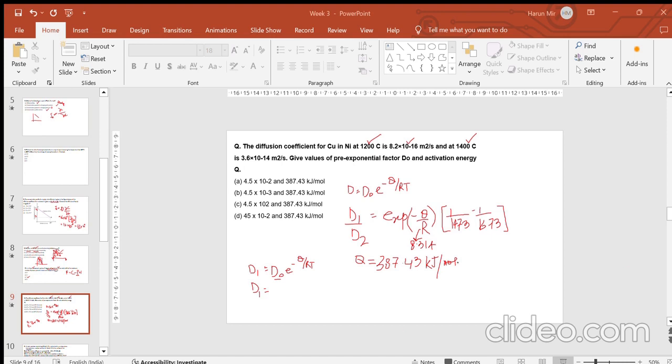And try to write the values here so that nobody has any confusion. So this is 2 multiplied by 10 to the power minus 5, exponential of minus 142, because it is kilojoules, 142 multiplied by 10 to the power 3.